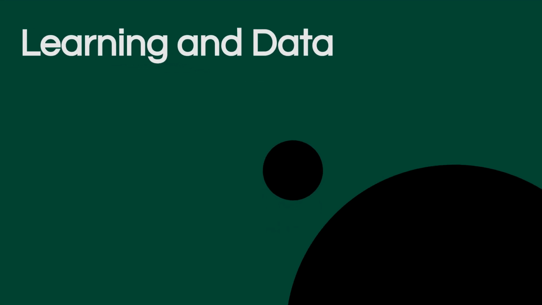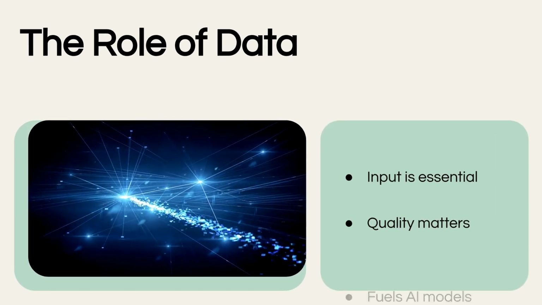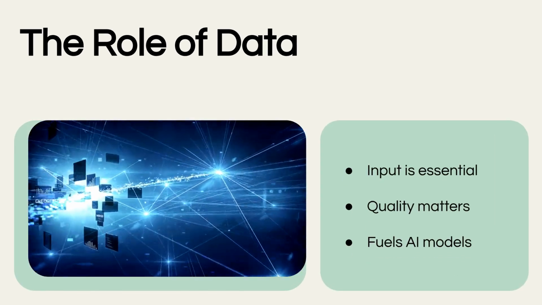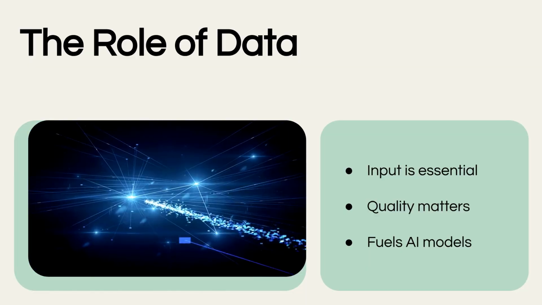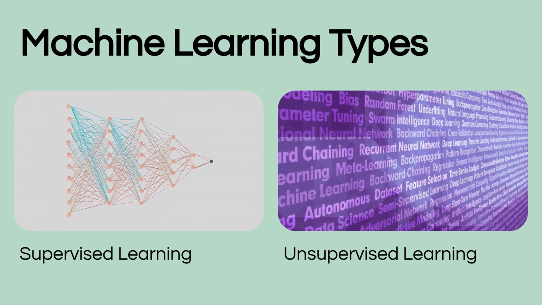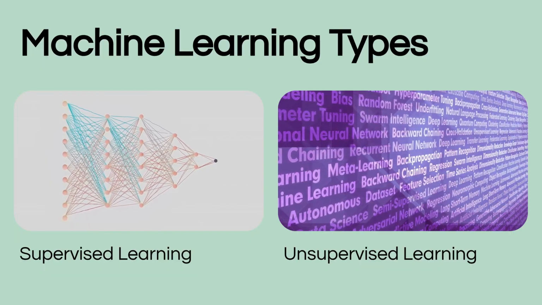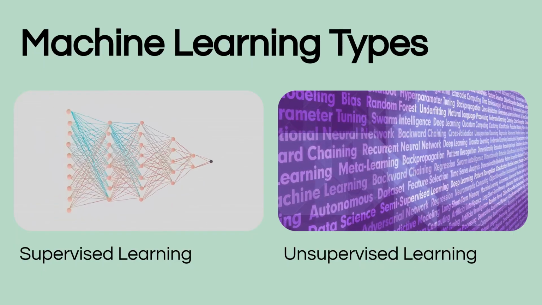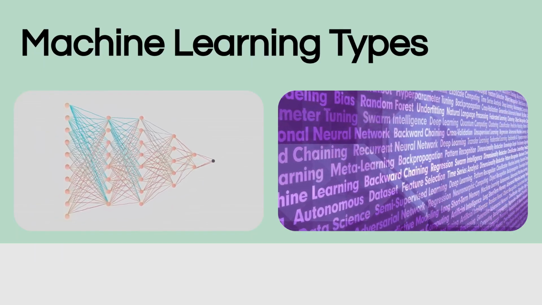The foundation of AI is learning, which is driven entirely by data. Data is the lifeblood of AI. High-quality data is essential for training models to make accurate predictions and decisions. Machine learning has three main types: supervised, unsupervised, and reinforcement learning, each serving different learning objectives.